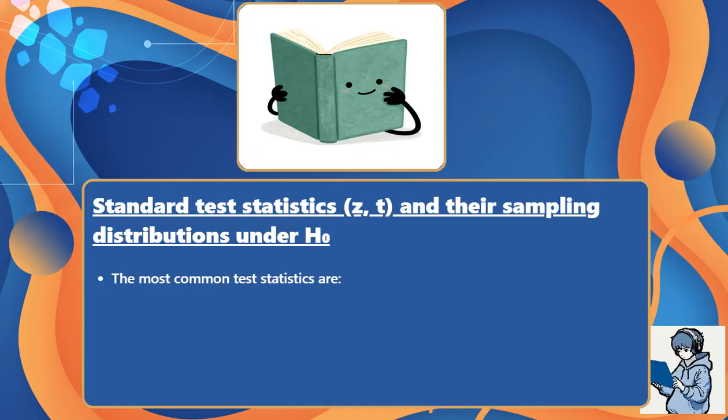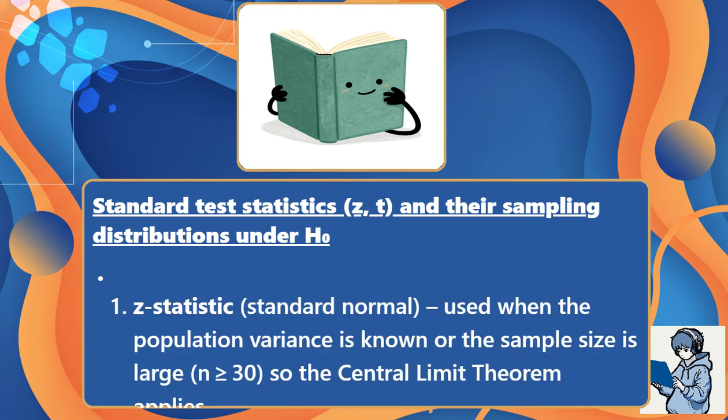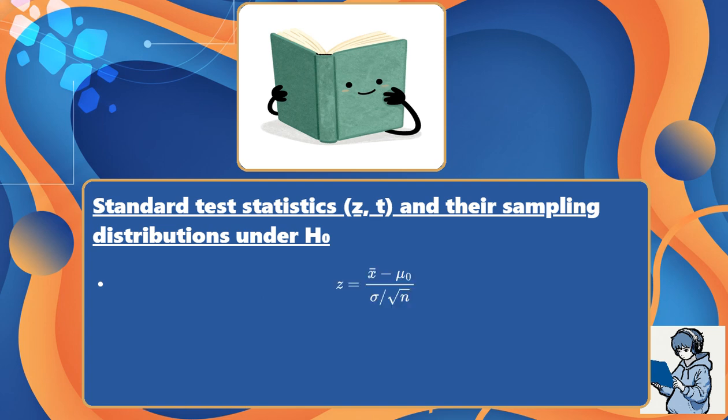The most common test statistics are: 1. Z-statistic, standard normal, used when the population variance is known or the sample size is large, n ≥ 30, so the central limit theorem applies. Z equals x̄ minus μ0 divided by σ over square root of n. Under H0, Z follows a normal distribution with mean 0 and standard deviation 1.